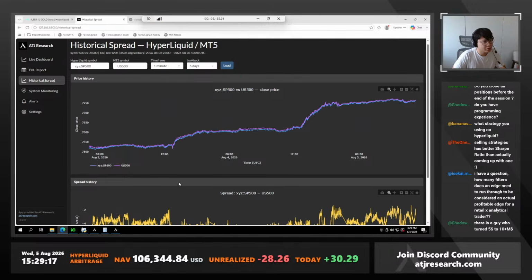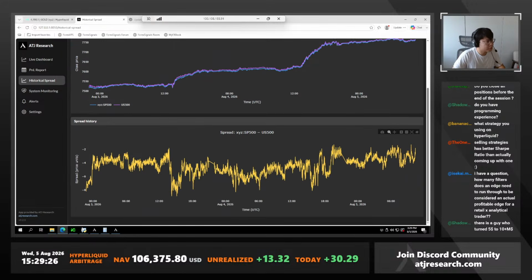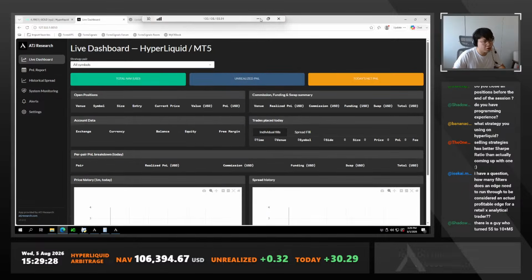And always opening two trades at the same time, one on Hyperliquid, the other one on MT5 to hedge, and then exiting both positions, hopefully for net profit, right? So that's the entire idea of the strategy.